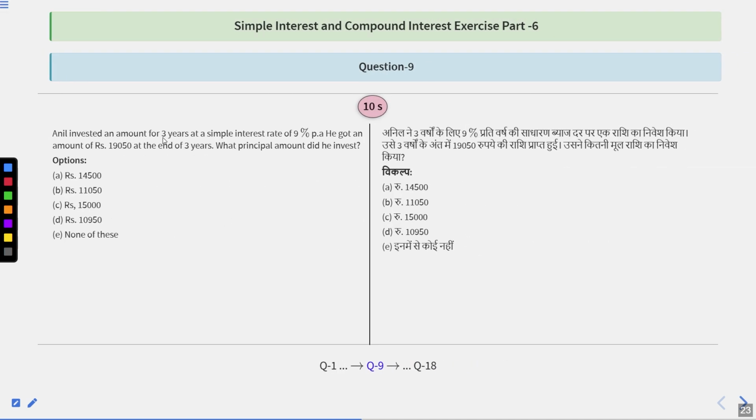Anil invested an amount for 3 years at a simple interest rate of 9% per annum. He got an amount of rupees 19,050 at the end of 3 years. What principal amount did he invest? You have 5 options and 10 seconds to analyze the question. Your time starts now.